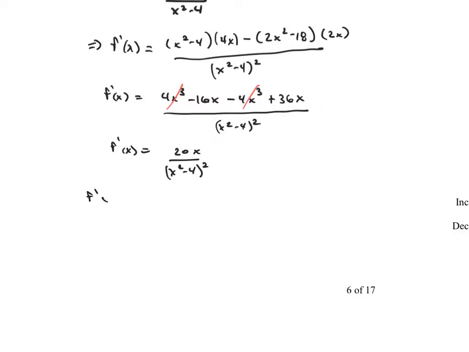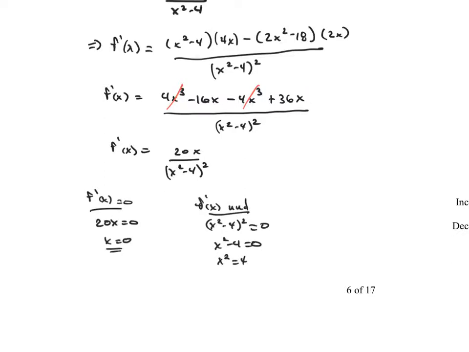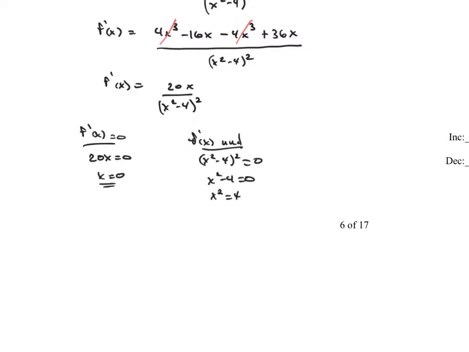I need to look for my critical values, so that's when is the derivative equal to 0, and when is that derivative undefined. Well, the derivative is equal to 0 when, well, it's a fraction, and a fraction is equal to 0 when the numerator is equal to 0. So 20x equals 0 gives me x equals 0. That's my first critical value. And then I have x squared minus 4 quantity squared equals 0. Square root both sides, that would give me x squared minus 4 equals 0. Add 4 to both sides would give me x squared equals 4. Square root both sides, and I'd have x equals plus or minus 2.